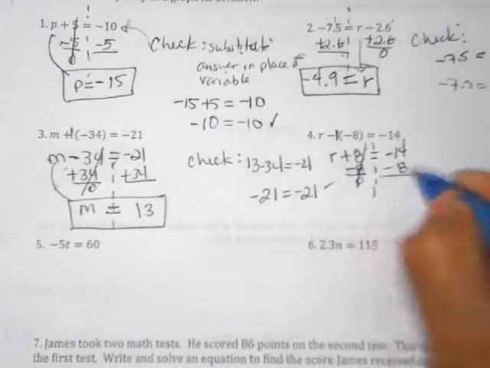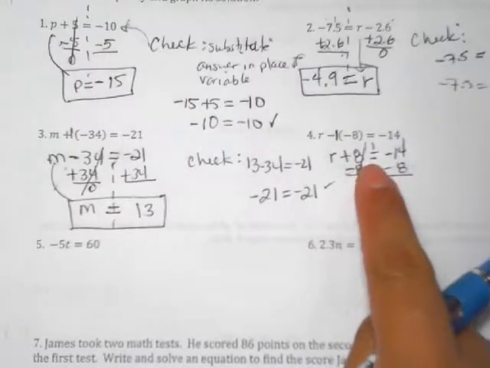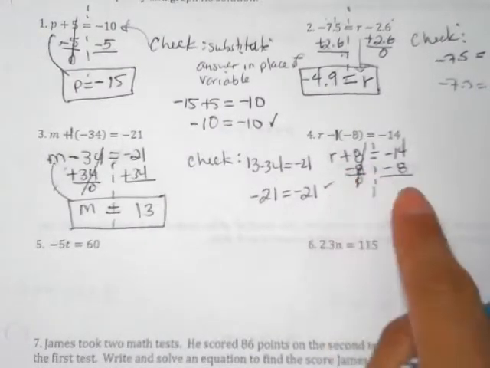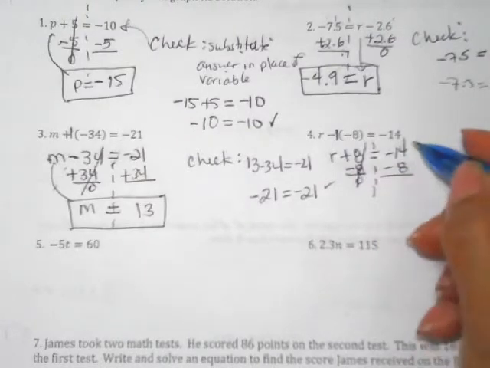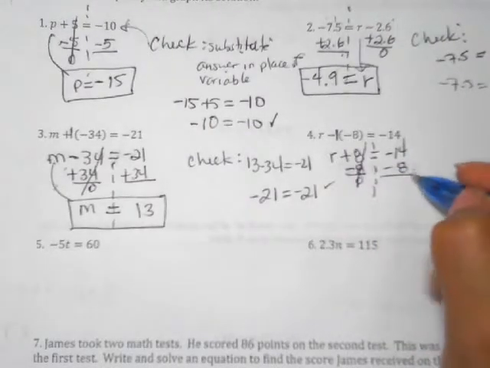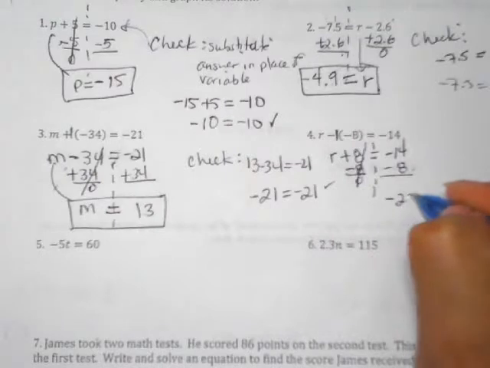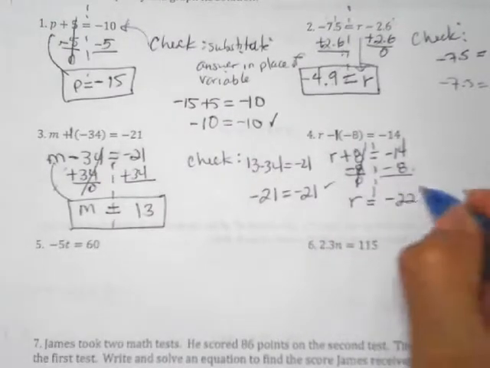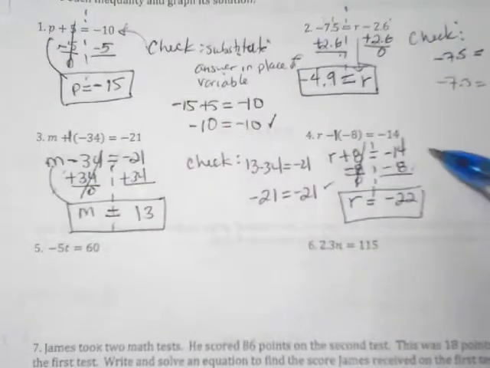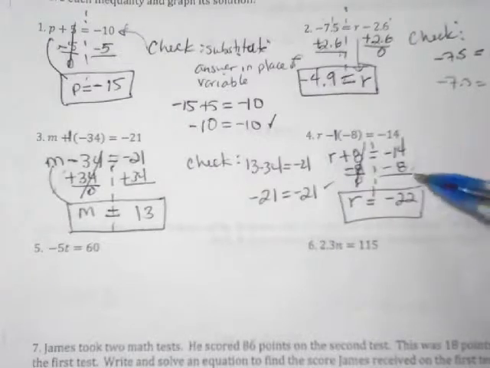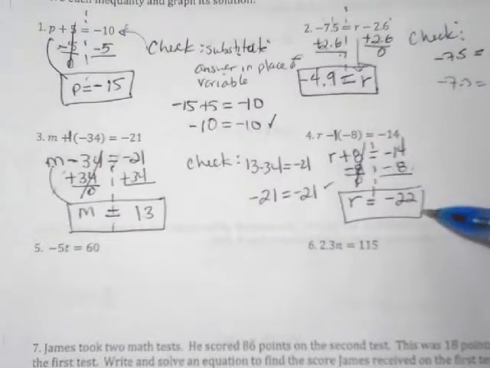minus 8. When I do something to one side, I have to keep it equal, because there's an equal sign, so I have to do the same thing on the right side. Same signs, add and keep. So add them and keep the sign. Since they have the same sign, if I'm in debt and I get more in debt, it just increases my debt, right?